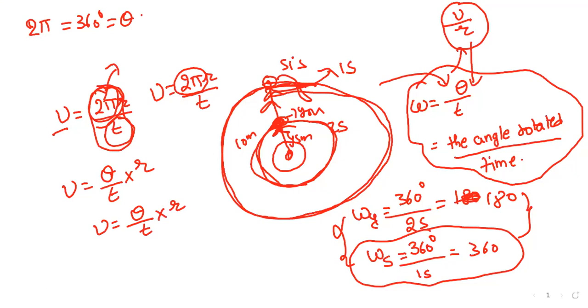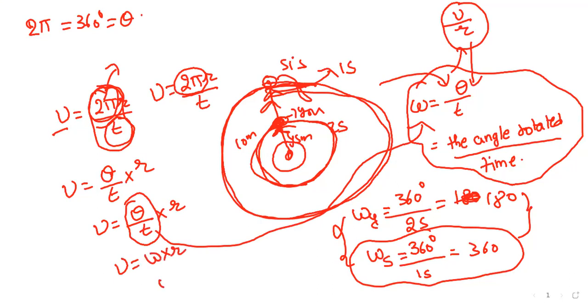Right? But what is theta over t? That's what angular velocity is. That's what we were just discussing, right? So v is equal to the angular velocity times r. So angular velocity is nothing but v over r. Okay, is this clear, Mohit?